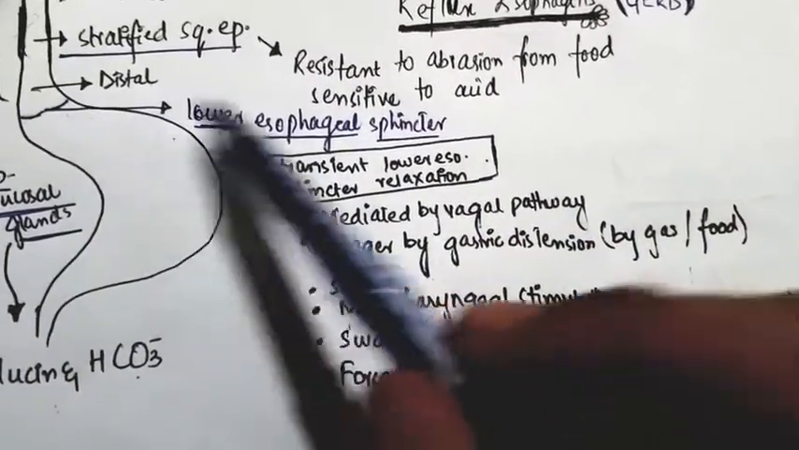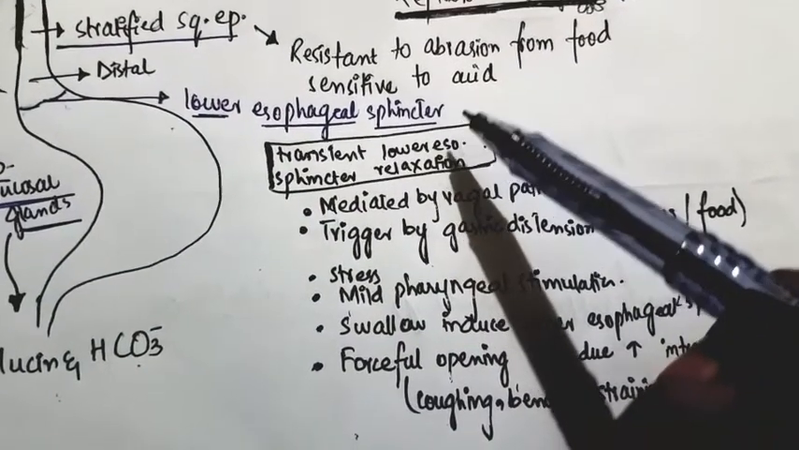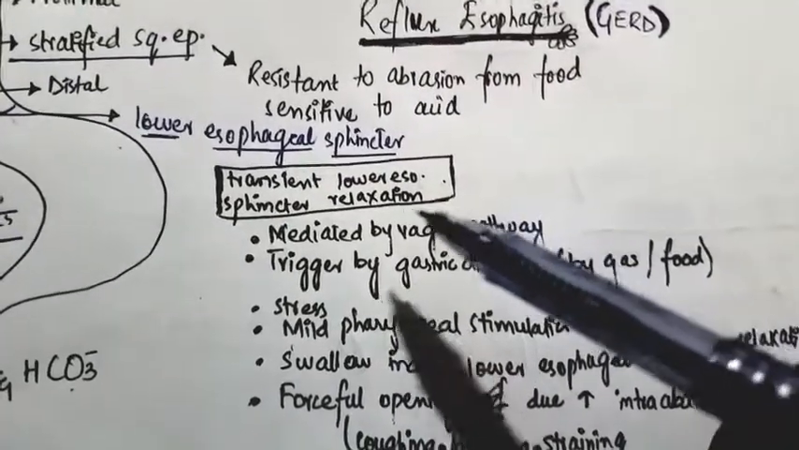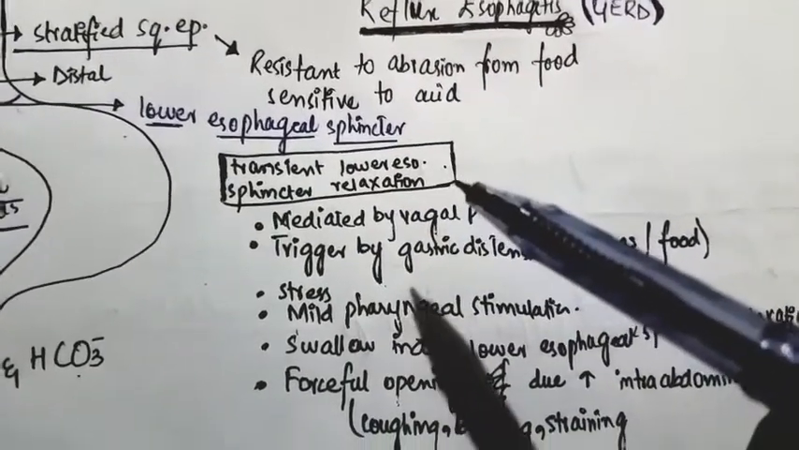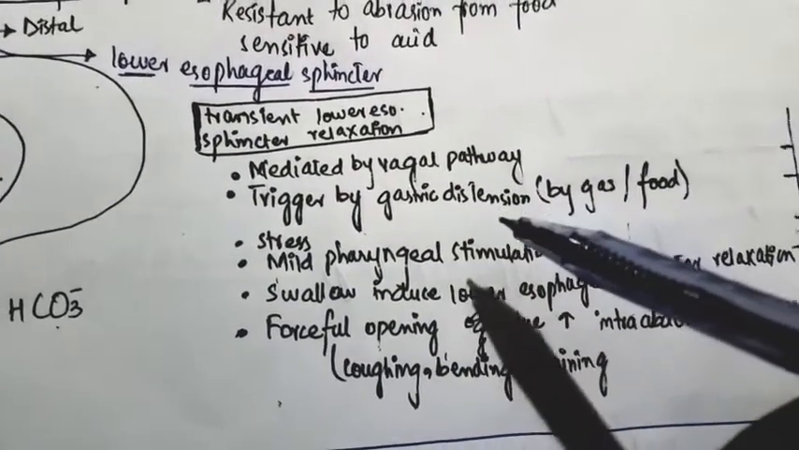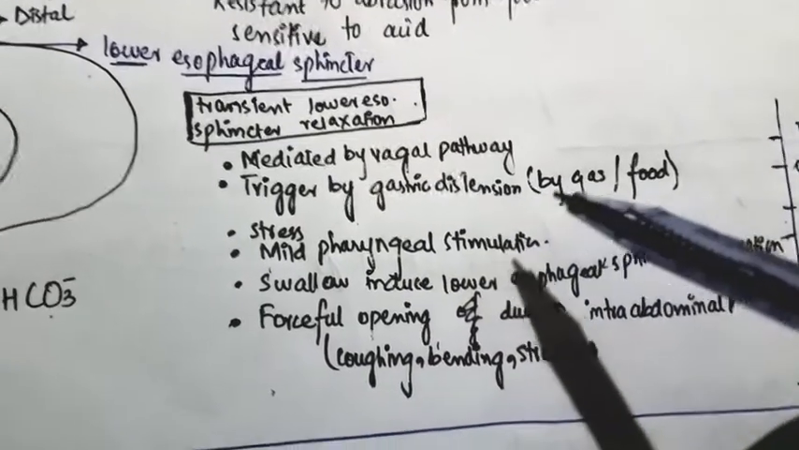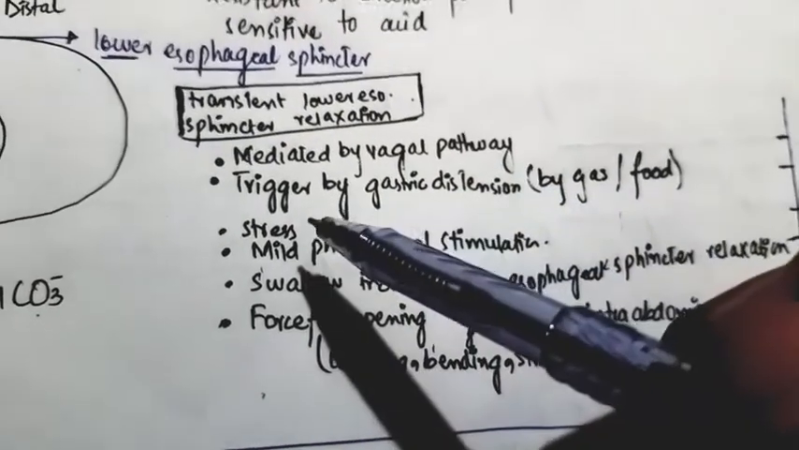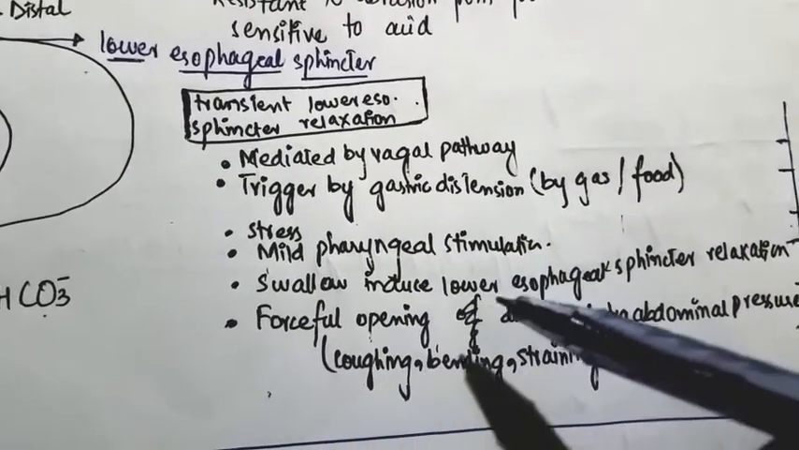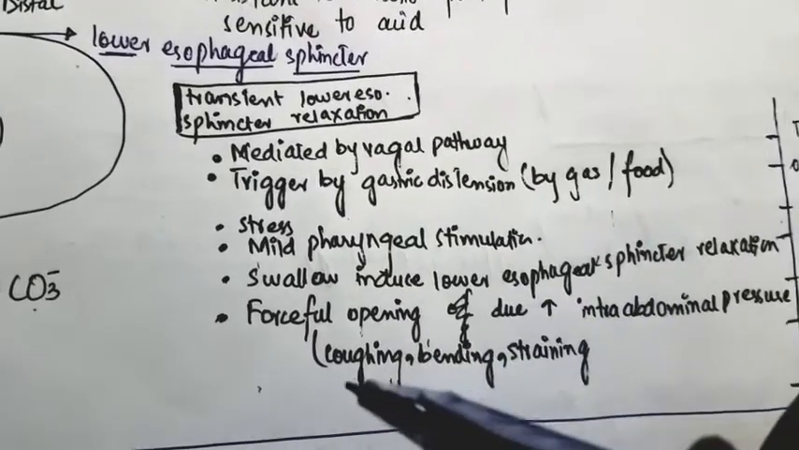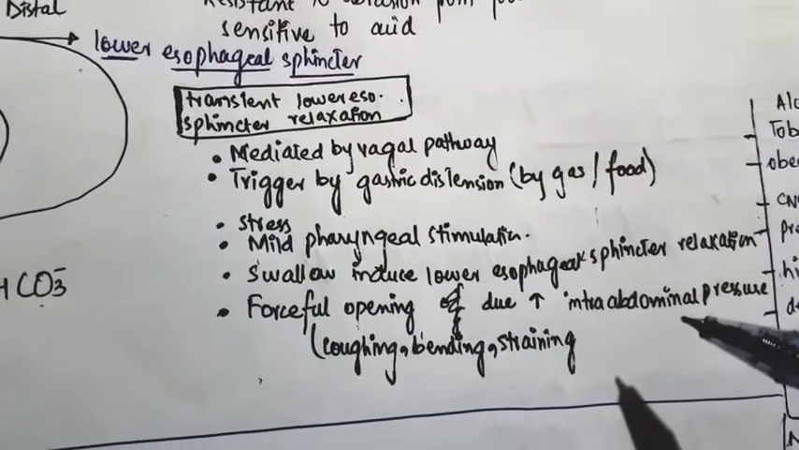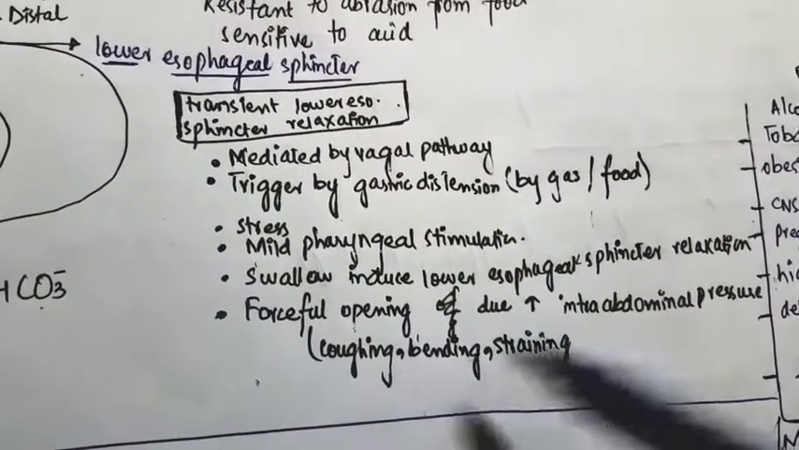And the lower esophageal sphincter also plays an important role in preventing the upward flow of the gastric content. And the disease, GERD, is caused by transient lower esophageal sphincter relaxation. These relaxations are mediated by the vagal pathway, but there are a number of factors. These are triggered by gastric distension, either by gas or food, stress, mild esophageal stimulation, swallow-induced lower esophageal sphincter relaxation, or the forceful opening of this lower esophageal sphincter due to the increase in intra-abdominal pressure in the case of coughing, bending, or straining.